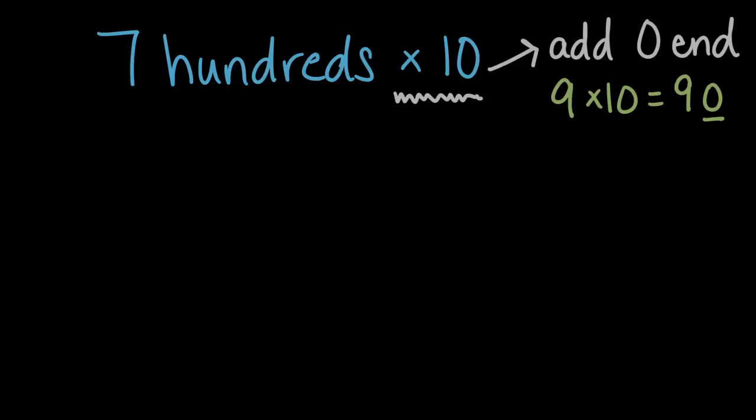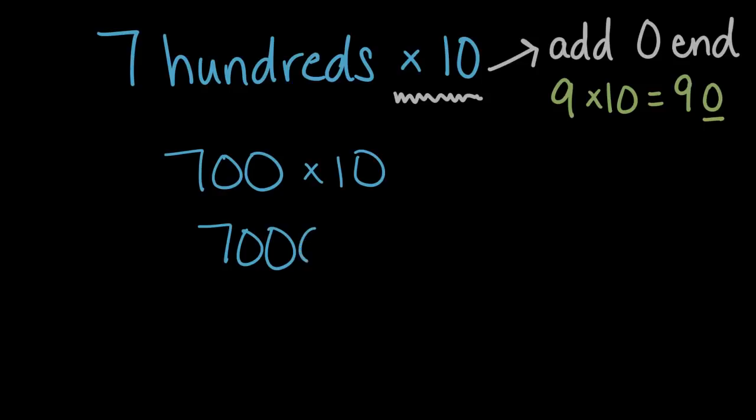Here we have 7 hundredths, so 7 times 100, or 700. And we're multiplying again times 10. Using this pattern, our solution will add a 0 at the end. So if we have 700 times 10, we would have 700 with a 0 on the end, or 7,000. So 7 hundredths times 10 is equal to 7,000.